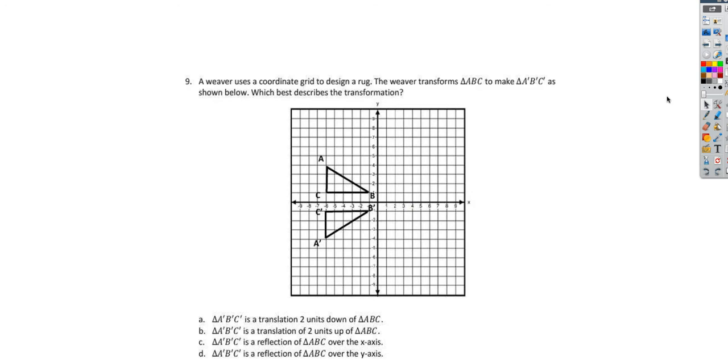A, triangle A', B', C' is a translation 2 units down of triangle ABC. B, triangle A', B', C' is a translation of 2 units up of triangle ABC. C, triangle A', B', C' is a reflection of triangle ABC over the x-axis. D, triangle A', B', C' is a reflection of triangle ABC over the y-axis.